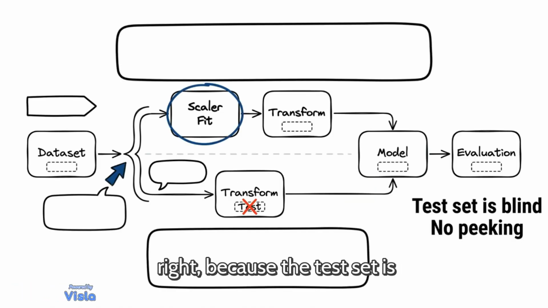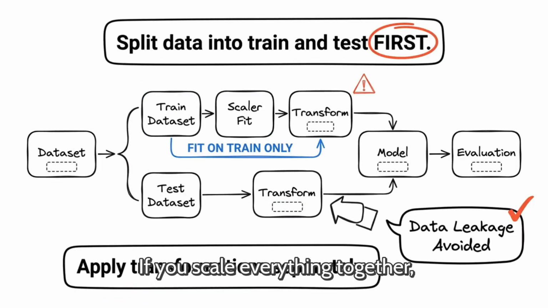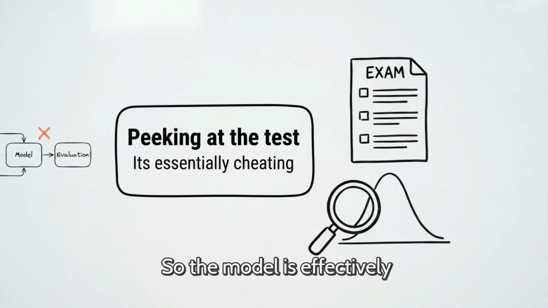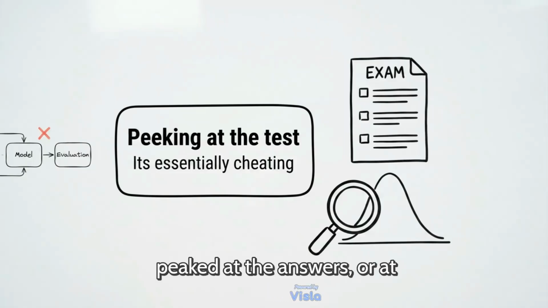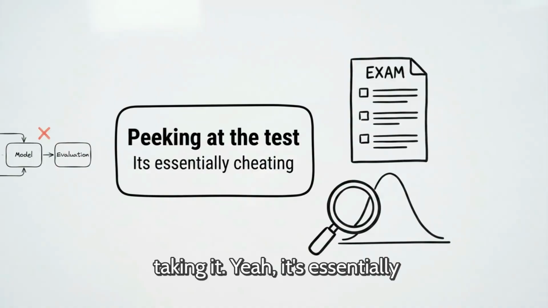Yeah. Because the test set is supposed to be a completely blind exam. Precisely. If you scale everything together, the mathematical mean and variance of the test data accidentally leak into the training phase. Oh, I see. So the model has effectively peeked at the answers, or at least the statistical distribution of the exam before taking it. Yeah, it's essentially cheating.